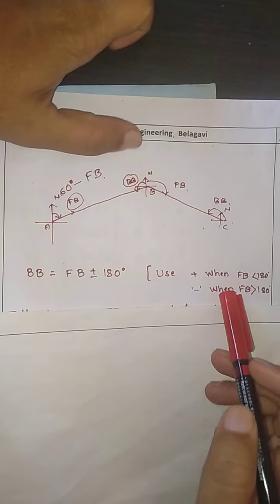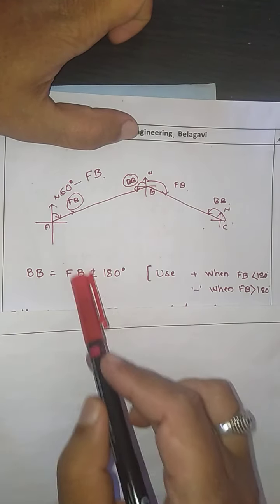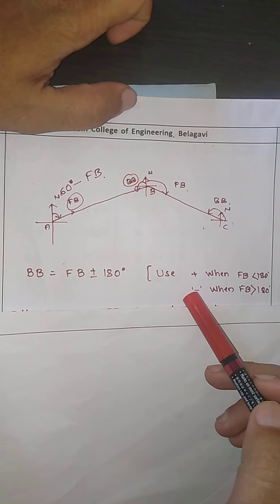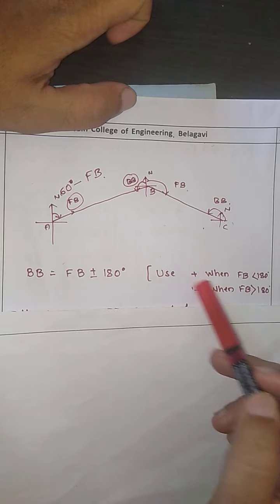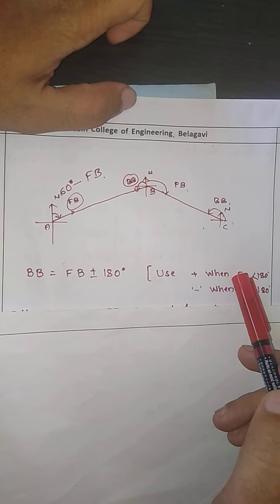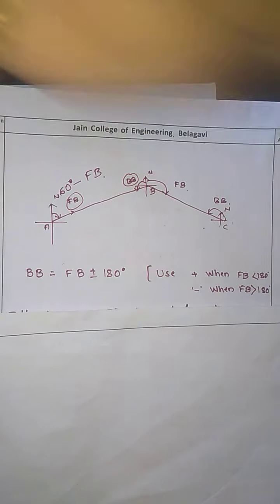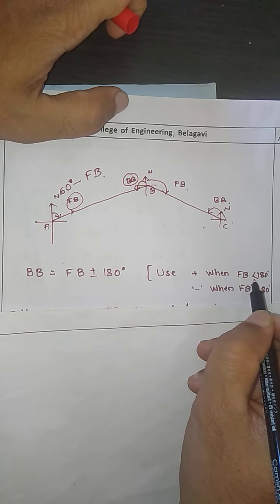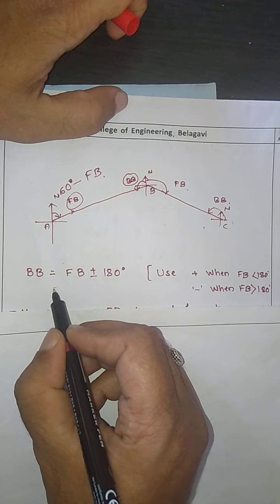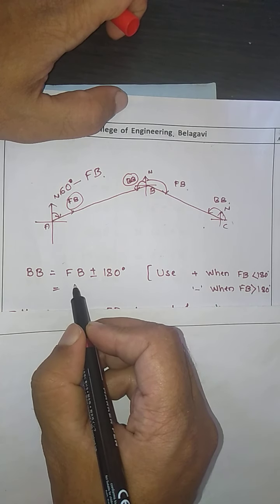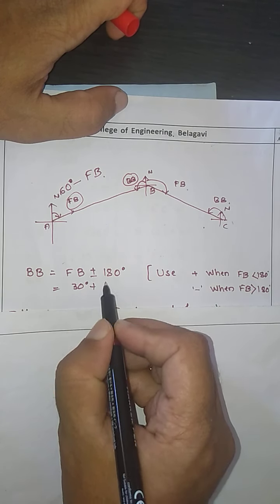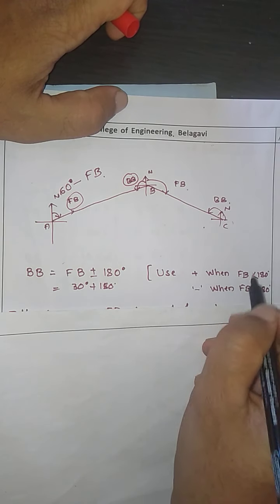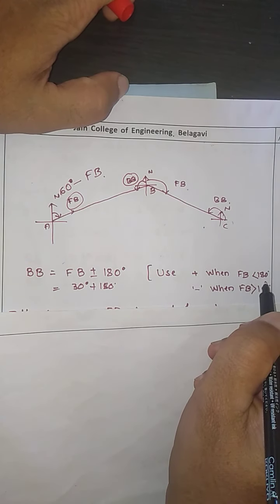Here I have written plus or minus. Now when to use plus and when to use minus? Use the plus sign when your forebearing is less than 180 degrees. For example, if you have a forebearing of 30 degrees, then you should use the plus sign, because your forebearing is less than 180 degrees.